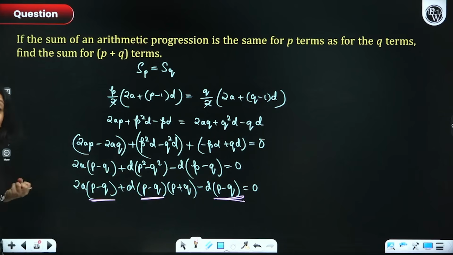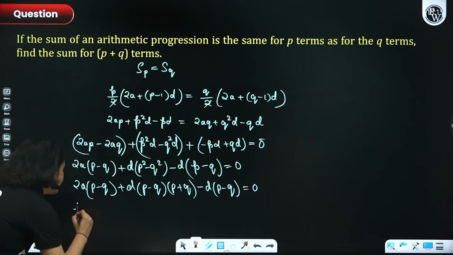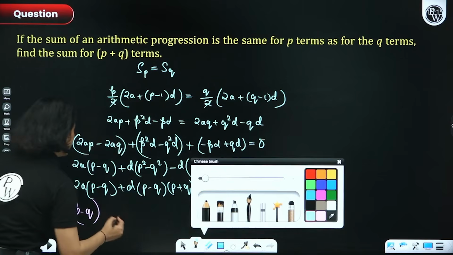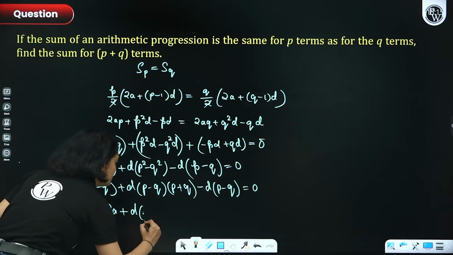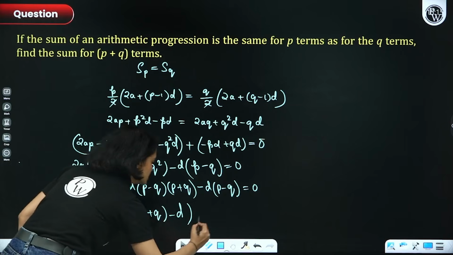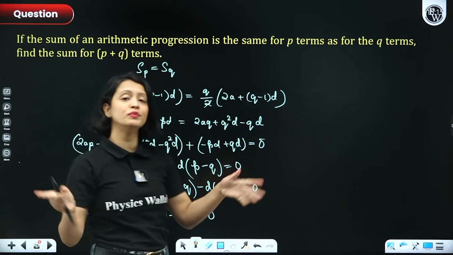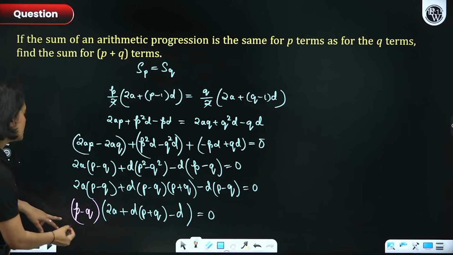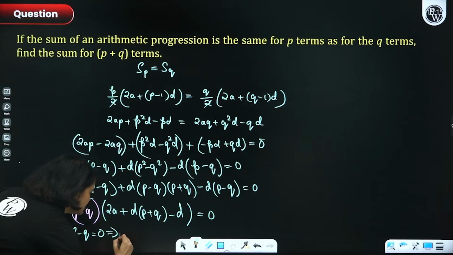So I can bring p minus q outside. Let's just do that, everyone. I'll take p minus q out, and if I do that, what do I get? Inside, I'll have 2A remaining from the first term, D into (p plus q) remaining from the second one, and minus D remaining from the third one. This is equal to 0. Now, when the product of two things is equal to 0, then at least one has to be 0. Both of them can also be 0, but at least one of them has to be 0. So, either p minus q is 0, which tells us that p is equal to q.